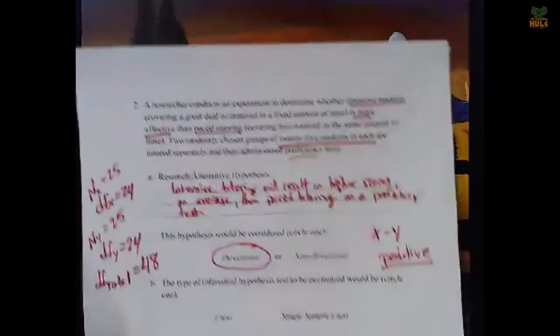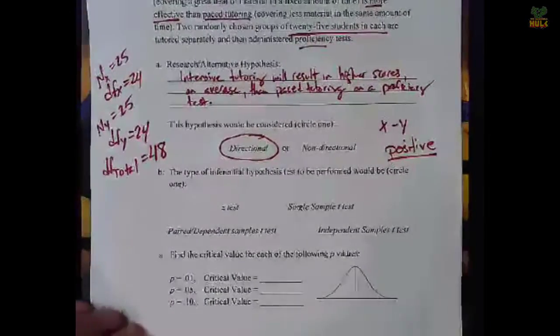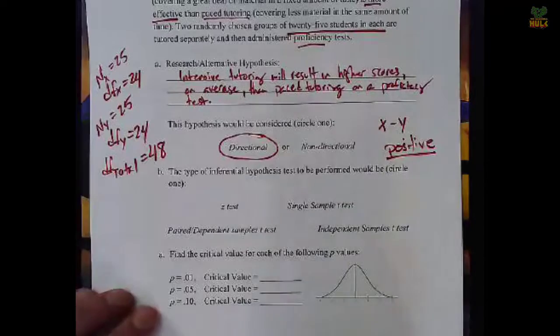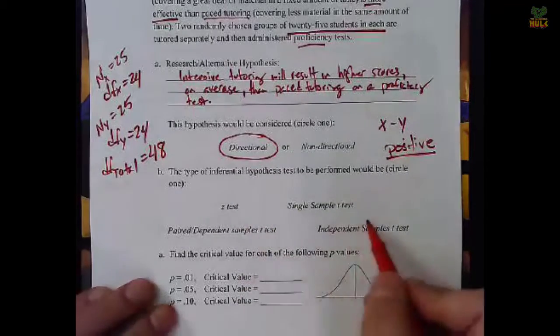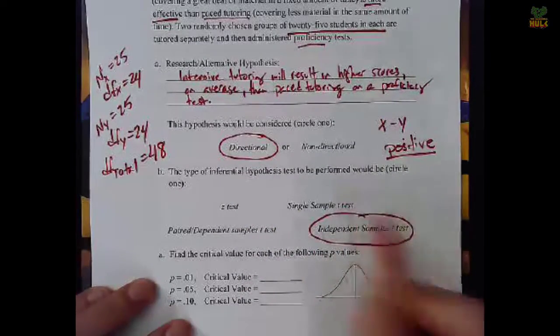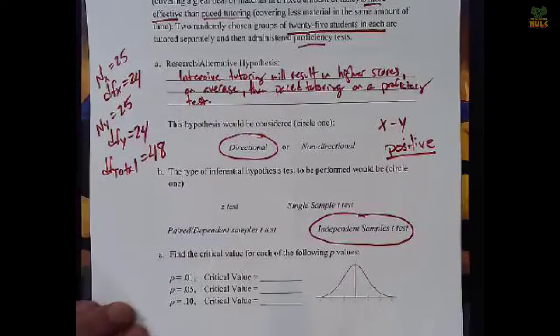So I said that we've got two separate samples here, right? Two different groups of people, 25 students in each group of tutoring. That means this is an independent samples t-test because our two groups are totally independent of one another. What are our cutoff values then?